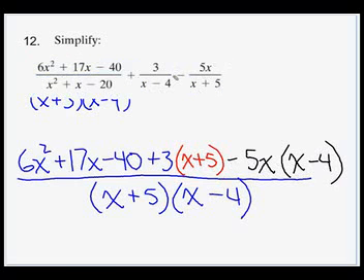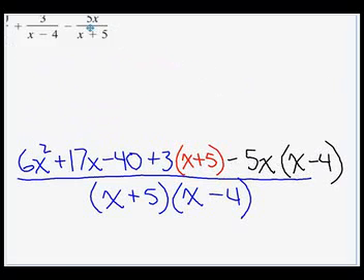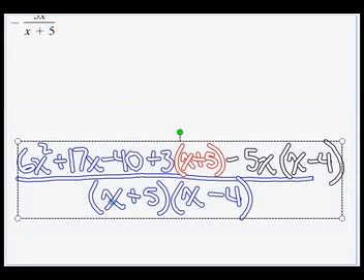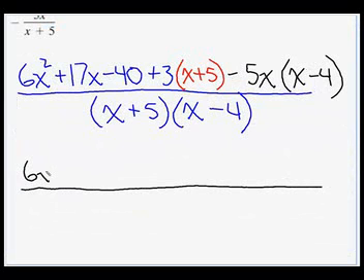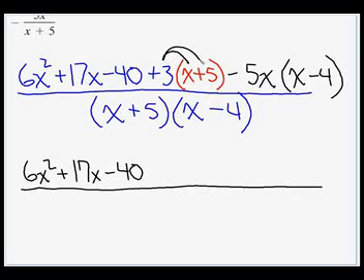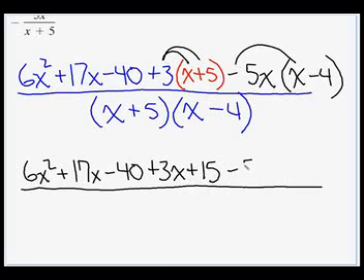Okay. So I think the hard part's over. Now we just got to do a little distributing, combining like terms, and looking for other chances to reduce. So again in this numerator, that first part is going to be unchanged. Our 6x squared plus 17x minus 40. And when we get to here, we got to distribute the 3. So that'll be a plus 3x plus 15. And then we distribute the minus 5x, so that will turn into a minus 5x squared, and a plus 20x.